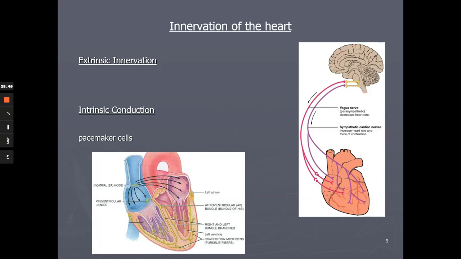Okay, extrinsic innervation. If you take a look at the picture right over here, it's showing some nerves leading from the brainstem to the heart. Now that is our extrinsic innervation. So it's a nerve running from the brainstem to the heart. The nerve is the vagus nerve, V-A-G-U-S, the vagus nerve. Now, when an impulse is being sent to the heart, what can happen is that it can make that heart beat faster.